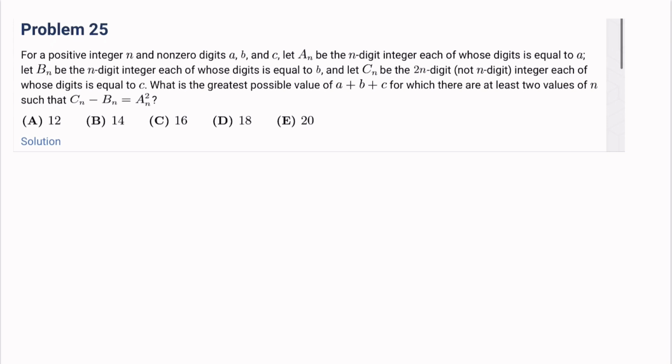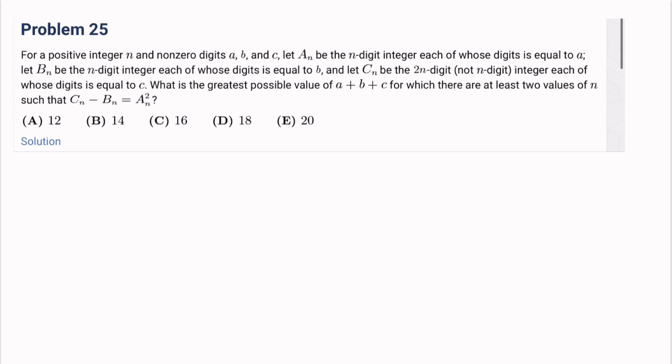Last problem, problem number 25. For a positive integer n and non-zero digits a, b, and c, let A_n be the n-digit integer, each of whose digits is equal to a. Let B_n be the n-digit integer, each of whose digits is equal to b, and let C_n be the 2n-digit integer, each of whose digits is equal to c. What is the greatest possible value of a plus b plus c for which there are at least two values of n such that C_n minus B_n equals A_n squared?